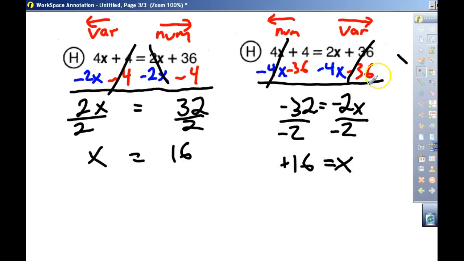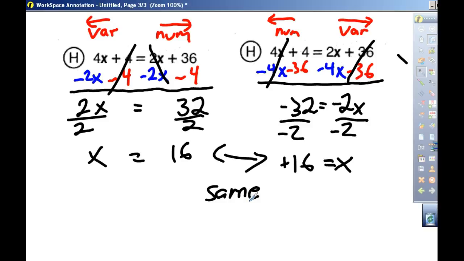So it does not matter which way you decide. You can want to do variables on the left, numbers on the right, or vice versa, and you'll get the same answer, right? Those come out to be the same. So there's more than one way to do these. Just so you know, when you guys are checking with each other, if the steps don't match identically, it doesn't mean one of you is wrong. You could both be doing it correctly in a different way.